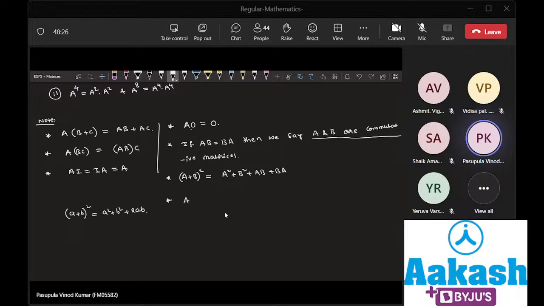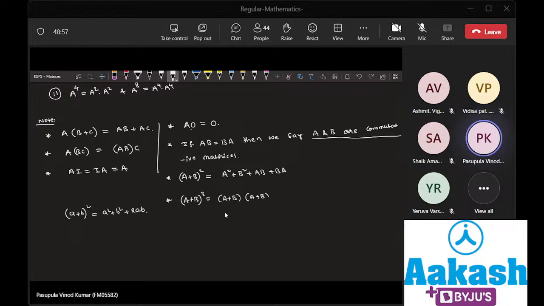Even this also, A plus B whole cube, what can you write here? This is A cube plus B cube, and this will be 3A square B, or else instead of 3A square B, what can you write here? We can write it as A plus B into A plus B whole square.